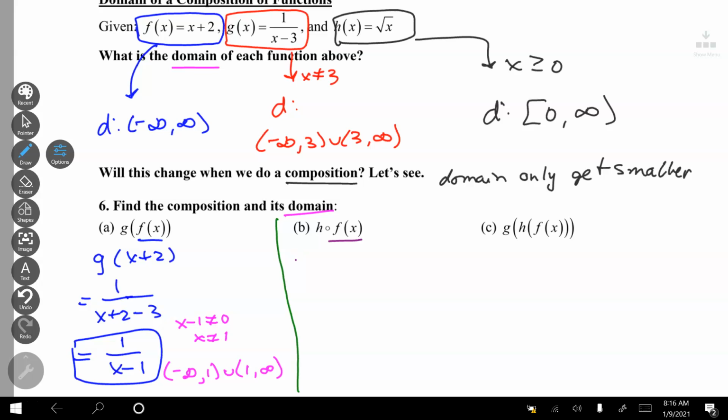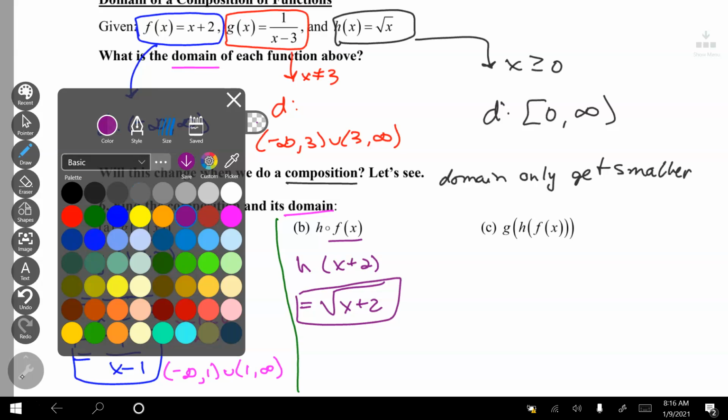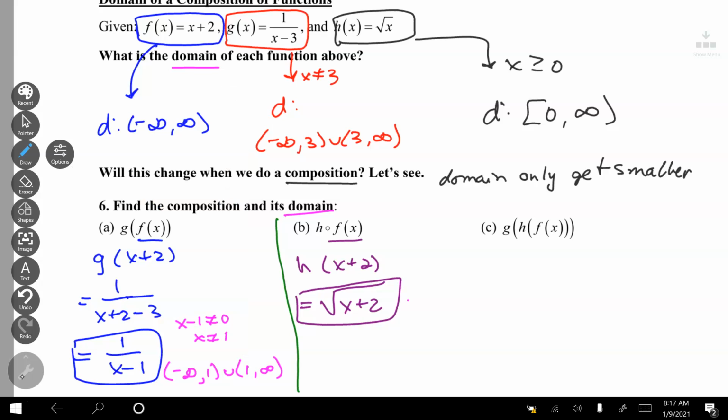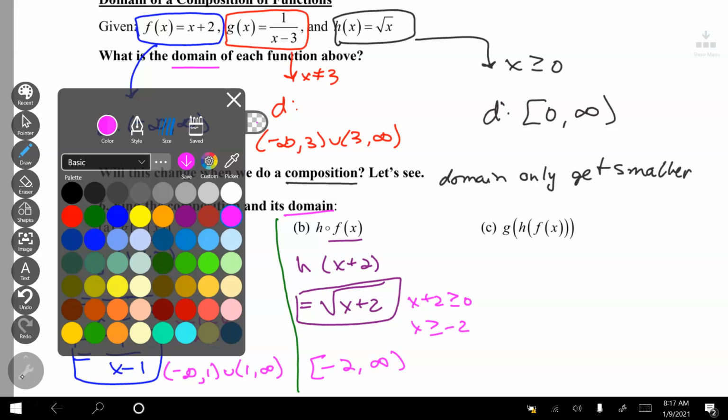And I have h of x plus 2. I plug that into the h function, and I get it equal to the square root of x plus 2. Now I'm going to do my domain, which I have a square root. So I can use my square root rule. X plus 2 has to be greater than or equal to 0, or x has to be greater than or equal to -2. -2 to infinity is my domain.